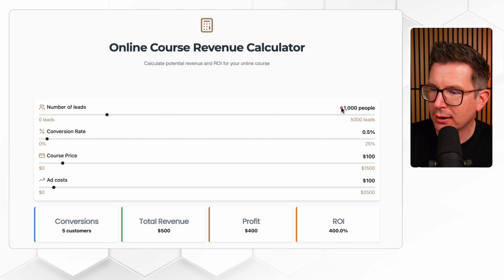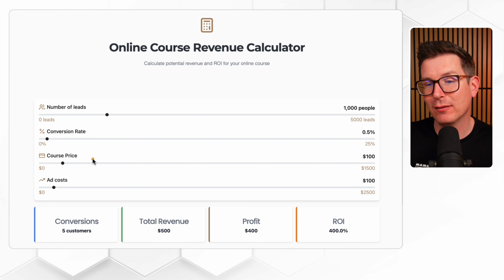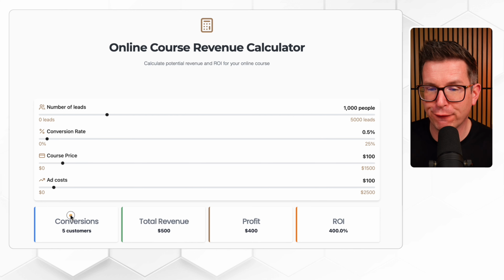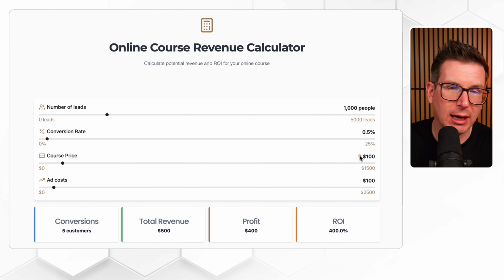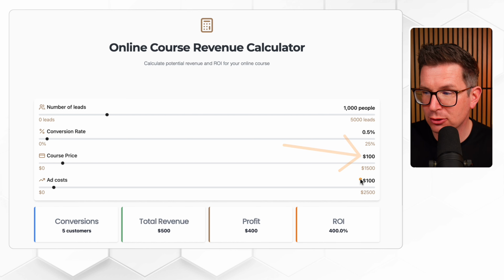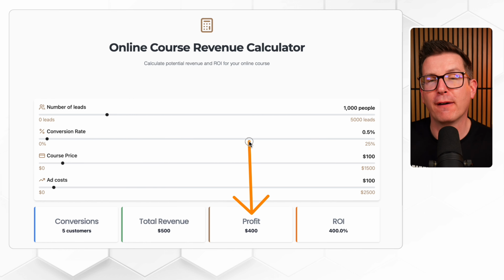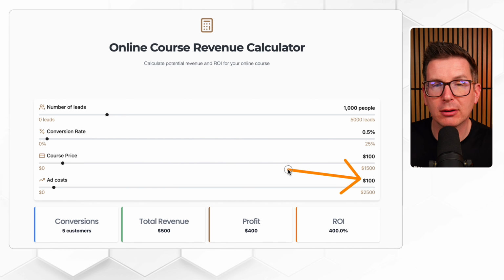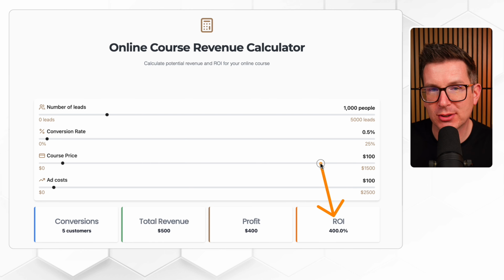You're still reaching 1,000 people, but the conversion rate is dropping because they don't know you, they don't trust you just yet, but still you have 0.5% converting. So you get 5 customers from those 1,000 people. And you have a course for $100 and you're spending $100. So the total revenue, 5 sales, that's $500. And the profit is $400 because you're spending $100 for ads. Still an ROI of 400%.